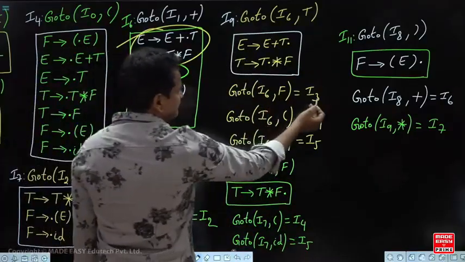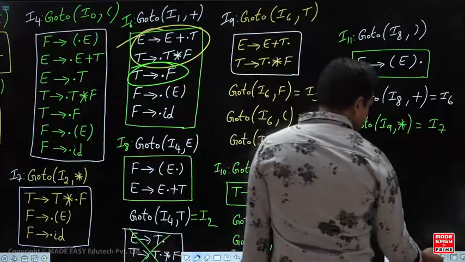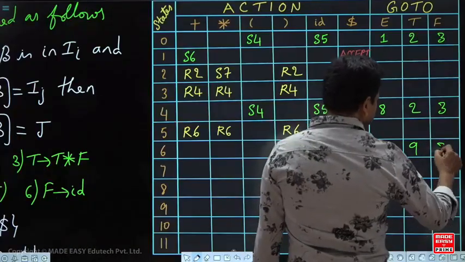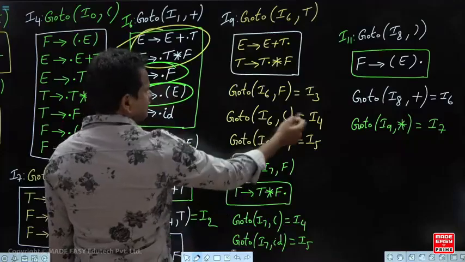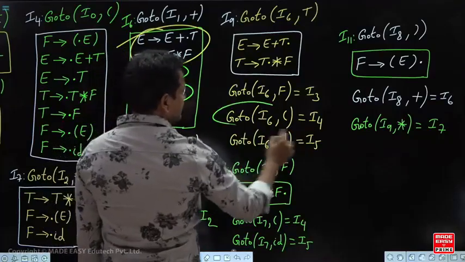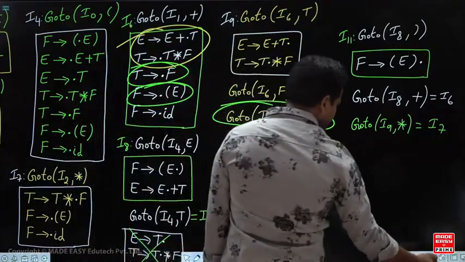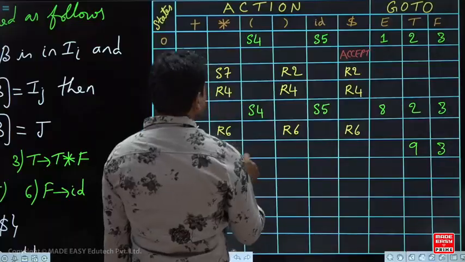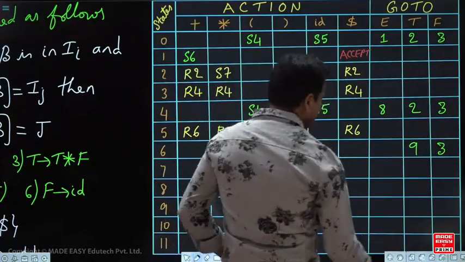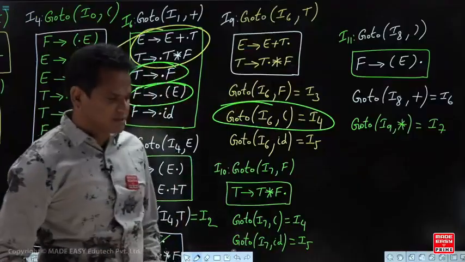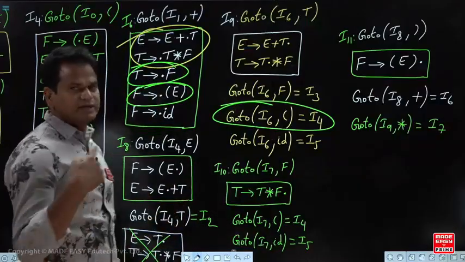Next, I6 comma F, I3. So 6 comma F is 3. And I6 comma open, I4. So 6 comma open is S4 because open is a terminal. For terminals, we write the shift symbol. For non-terminals, we write only the number.